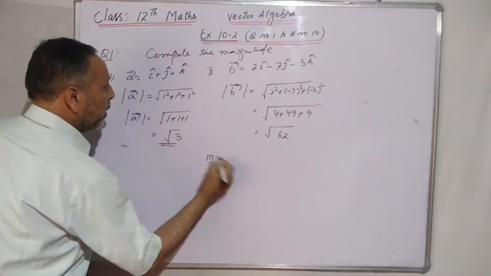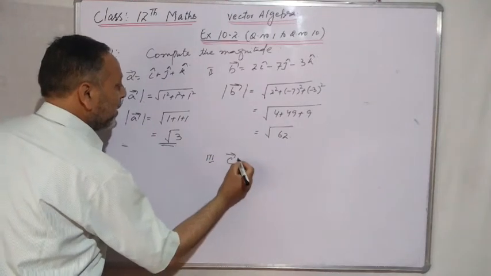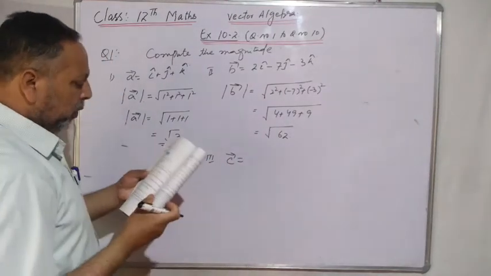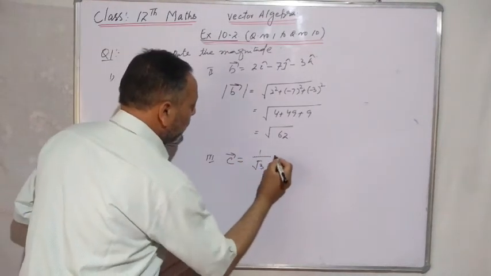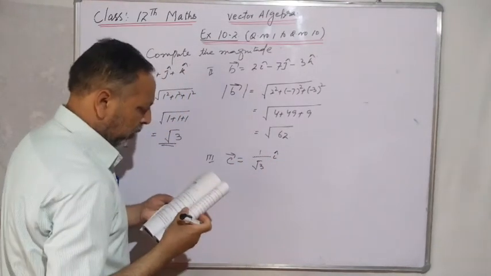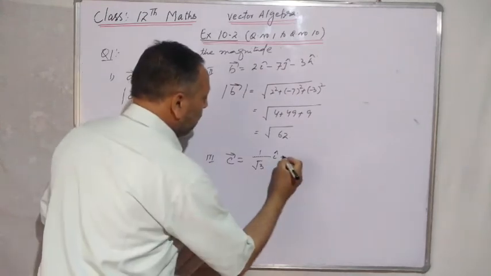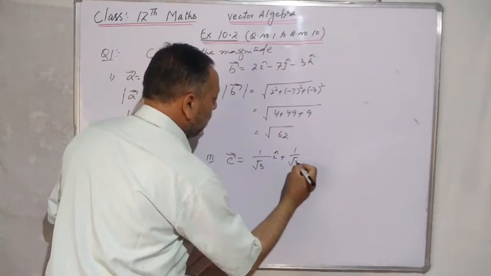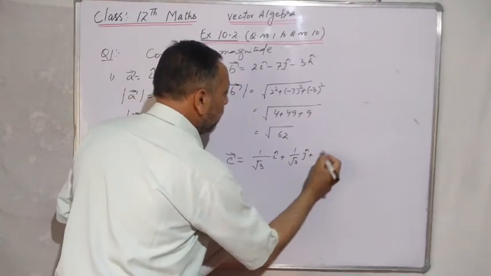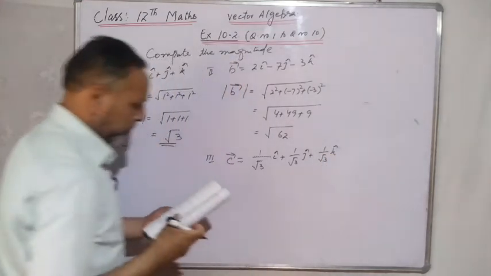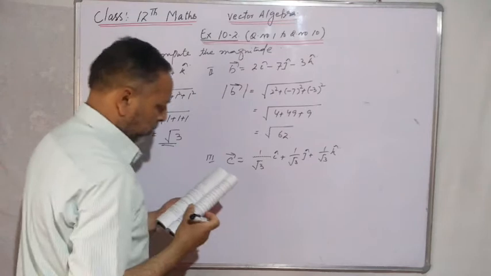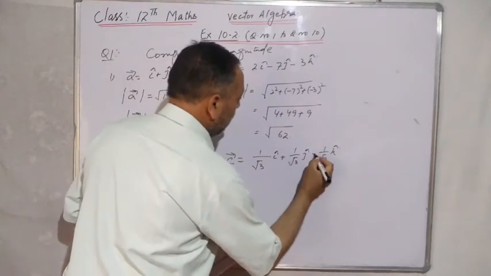And third part is vector C is equal to 1 by root 3 i cap plus 1 by root 3 j cap minus 1 by root 3 k cap.